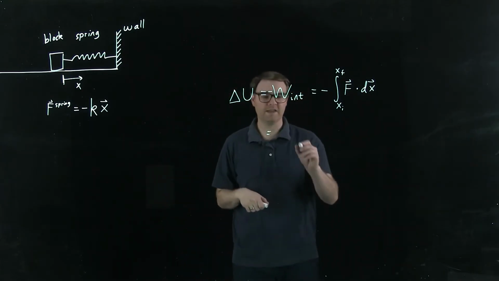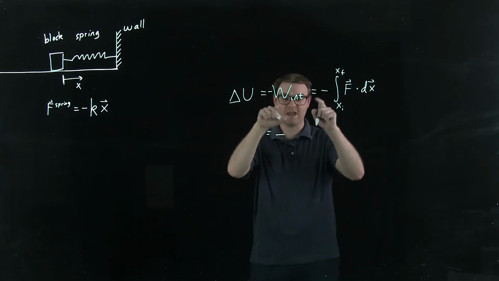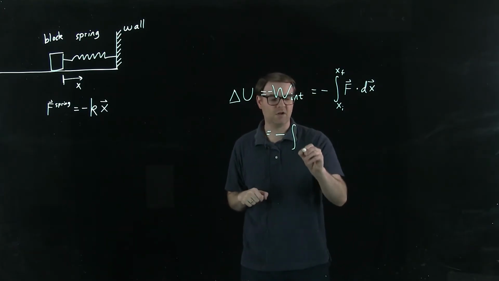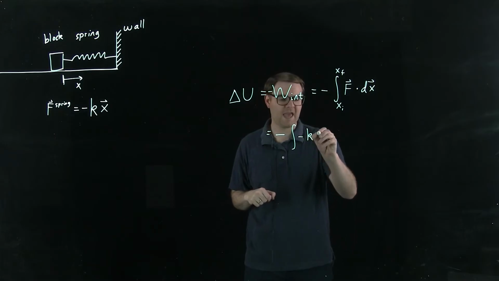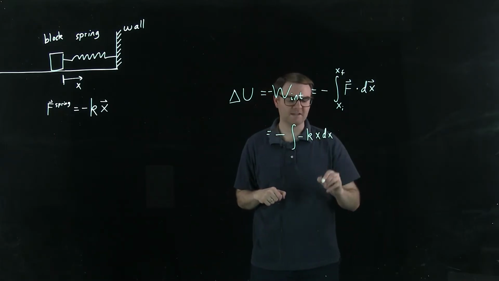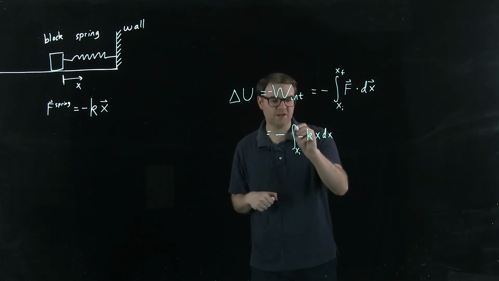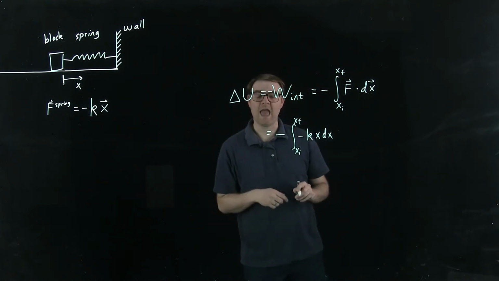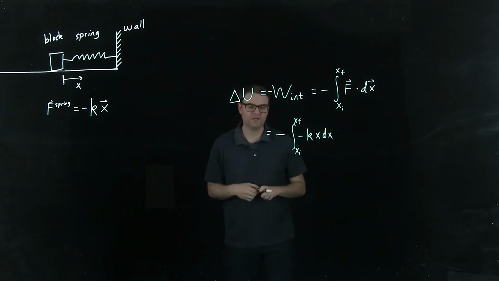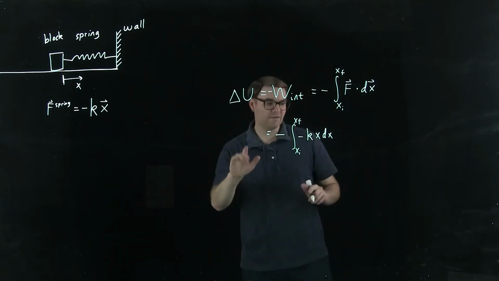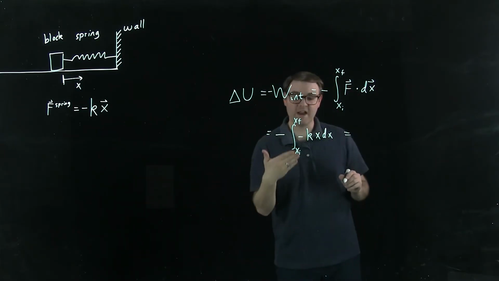So what I have here is a negative sign from the definition of the change in potential energy, the integral of minus kx dx. And in physics, we almost always do definite integrals, so I'm going to put x initial and x final as my limits of integration. Like all integrals, anything that's constant here, like the -1 and the k, can be pulled outside of the integral. So this integral is not terribly difficult.